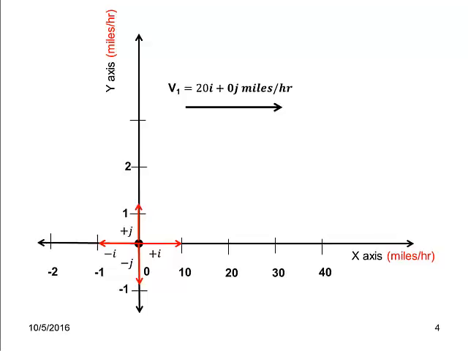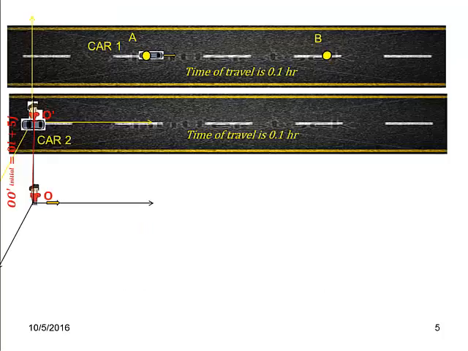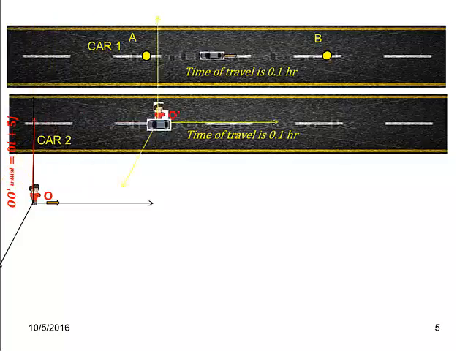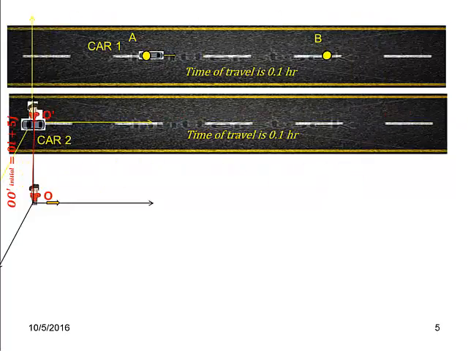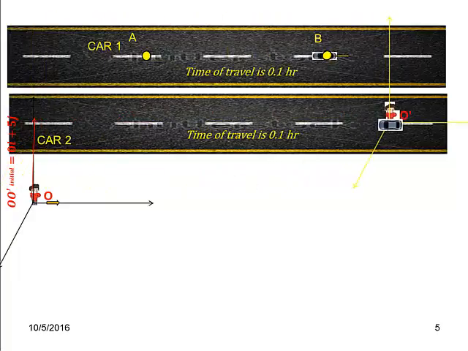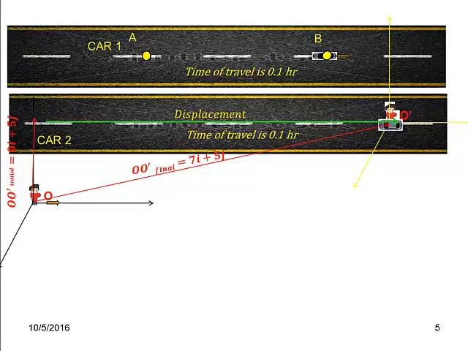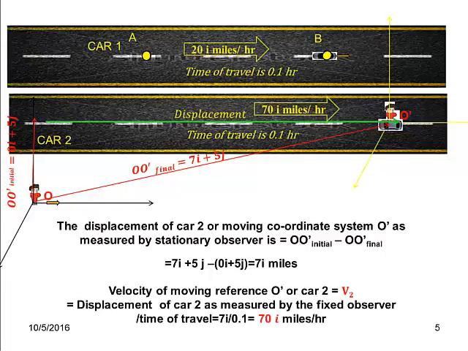Now consider the motion of a second car, car 2, where another observer is traveling on a parallel road for the same period of time as car 1. The observer in car 2 has a coordinate system O' fixed to car 2, and it is moving with the car. The velocity of car 2, or the moving reference O' with respect to the stationary observer O, is the displacement of O' as measured by the stationary observer divided by the time of travel. We can see that this is equal to 70 miles per hour.